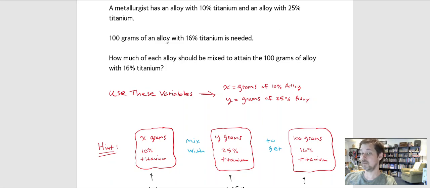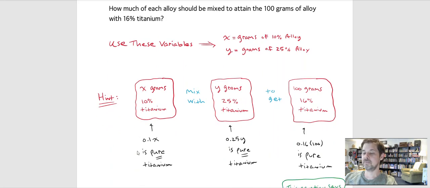So we want 100 grams of an alloy that's 16% titanium. The question is, how much of each of these should we mix to get something in the middle at 16%? And we want exactly 100 grams. Now, I gave you a hint in my original prompt about how I would like you to think about this. This is not the only way to think about it, but if you think about it this way, then you will really understand what's happening as you set up the equations and proceed to solve it from there.